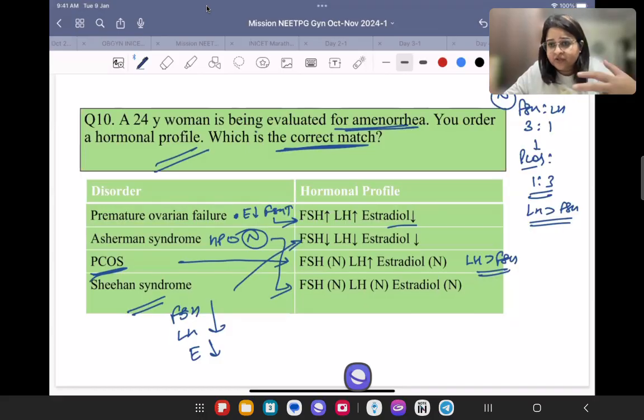Okay, I know what you're trying to say, Sheetal. It's not a hyperestrogenic state per se. It does lead to uninhibited estrogen because there is no progesterone.